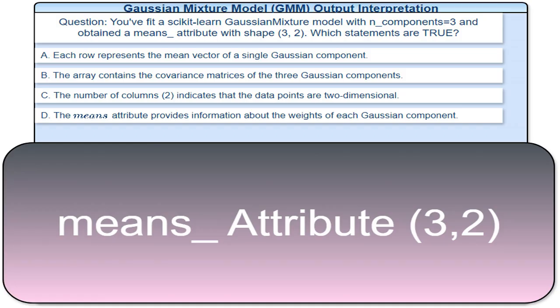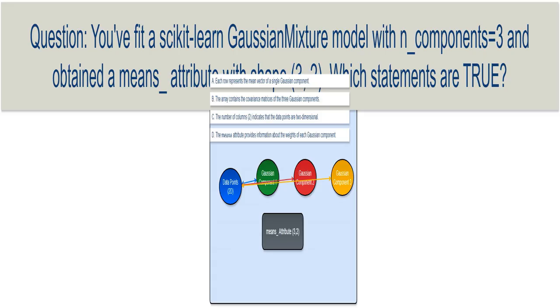Imagine 3 separate blobs of data points, each following a different Gaussian distribution. Each row represents the average location, the mean vector, of each of those 3 blobs in 2-dimensional space. This statement is absolutely correct. Each row in the 3 by 2 array holds the mean values for the 2 dimensions of one of the 3 Gaussian components. Think of it as the average coordinates of each of the data blobs I just described.